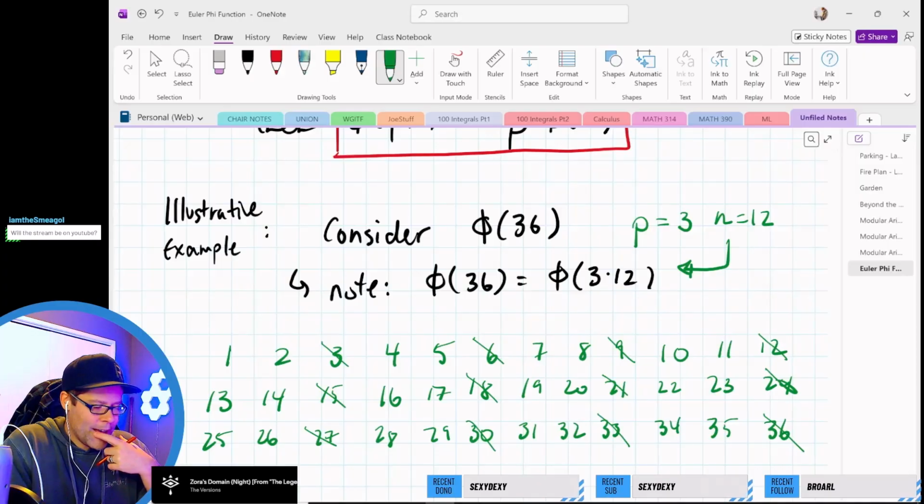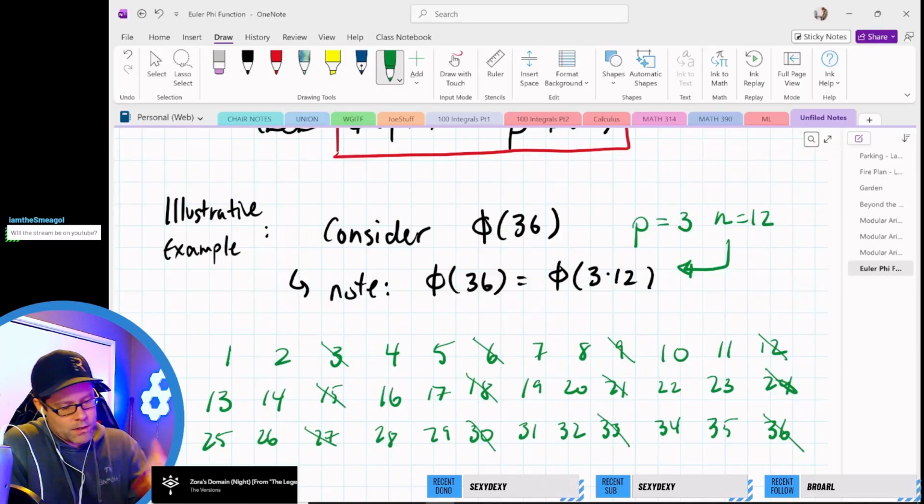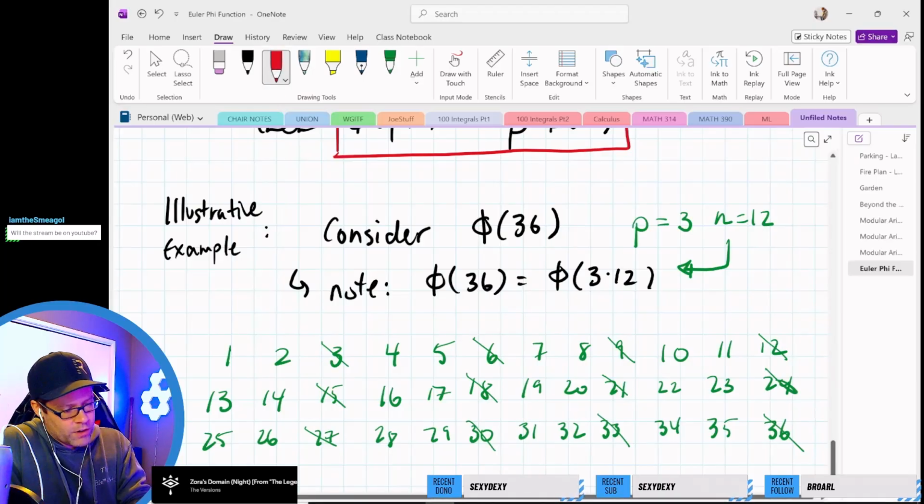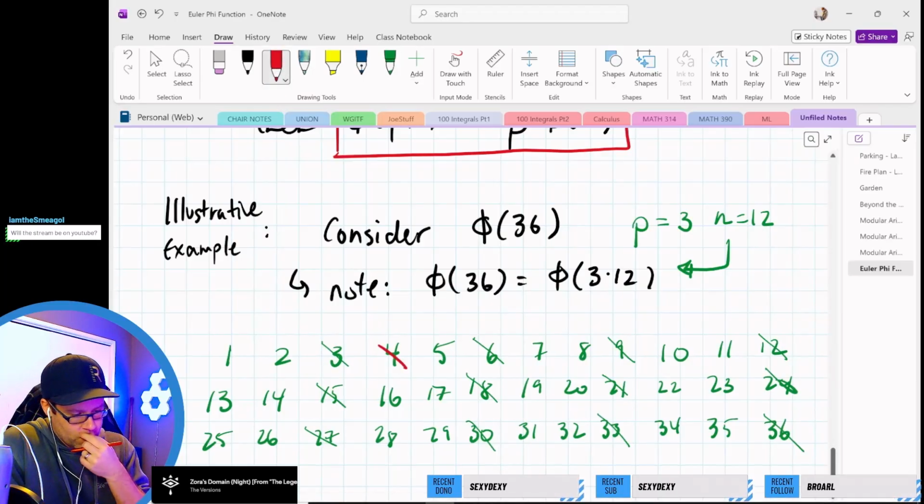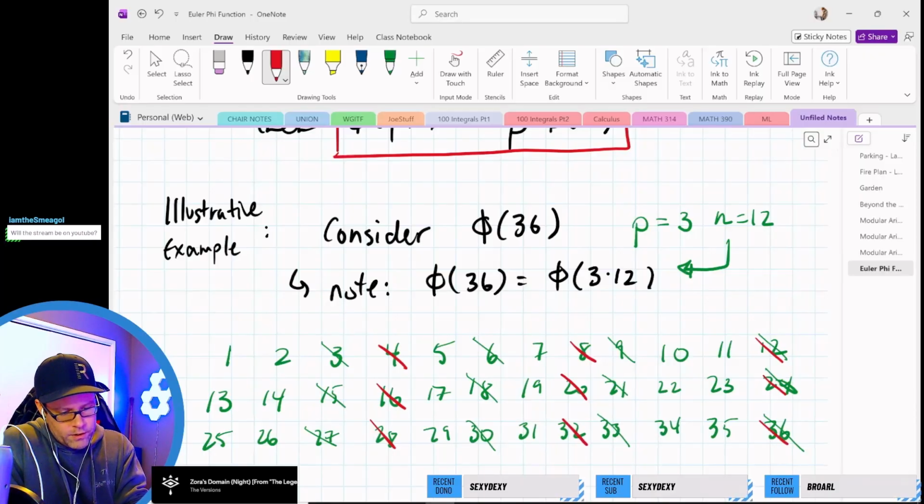We also have a factor of 4 inside of the number 12, right? So any multiple of 4 also has to be removed from this list. So maybe I'll just use a different color. I'll use red to show the removal of these other values. So 4, 8, 12 would be the overlap, 16, 20, 24, 28, 32, and 36.